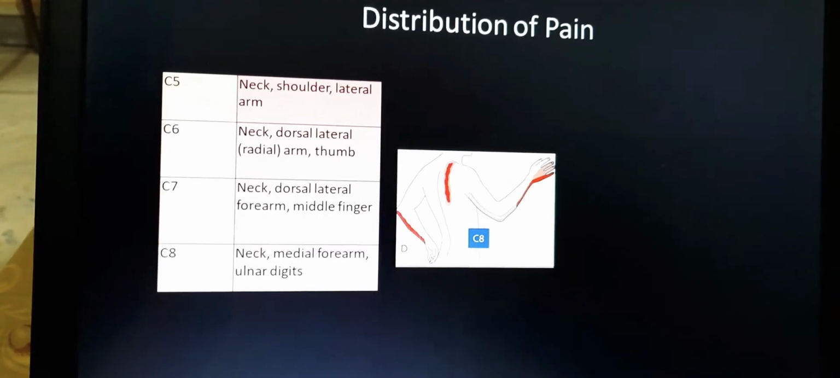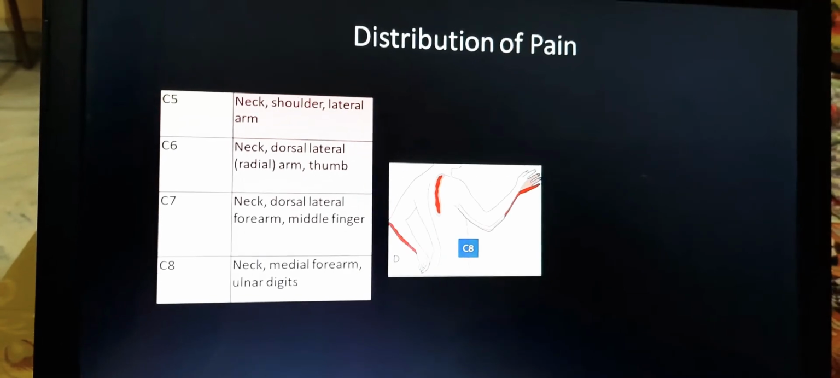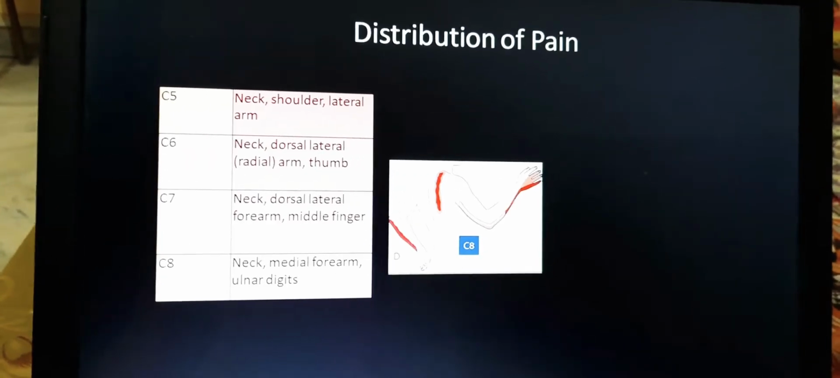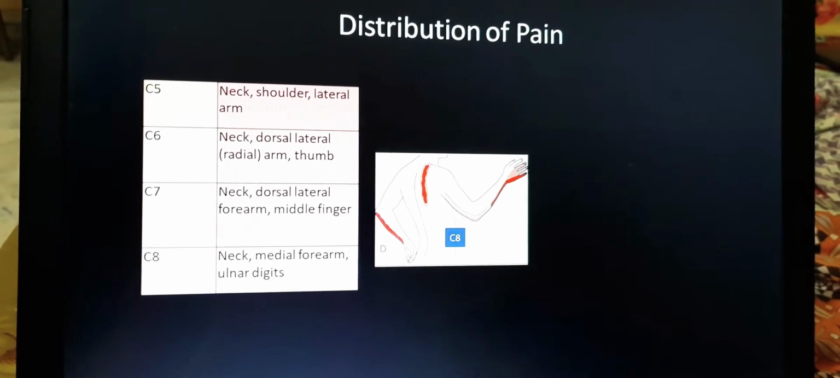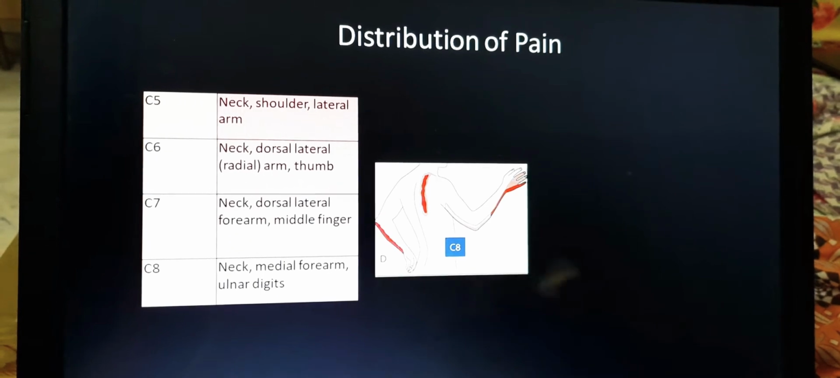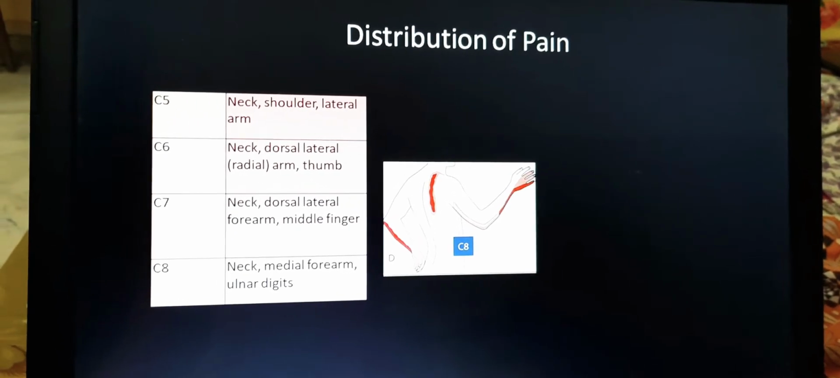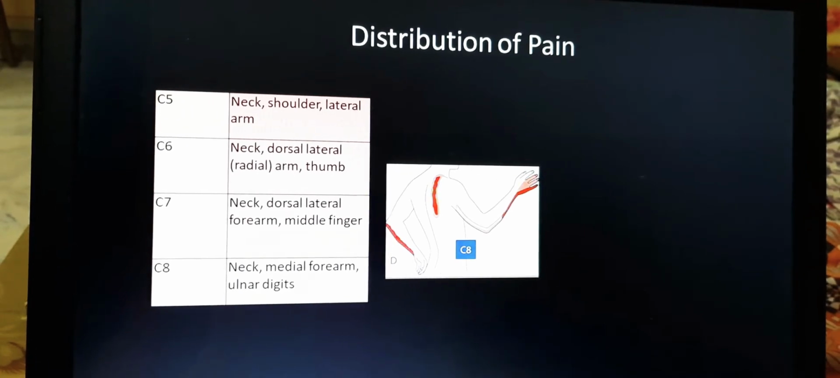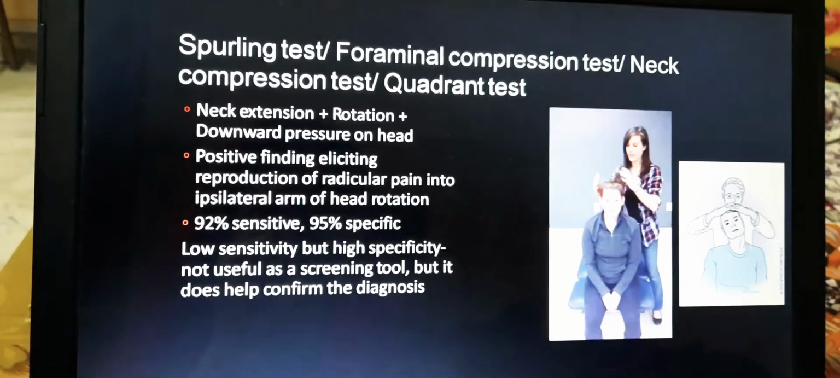And the pain distribution is like this: if there is involvement of C5, the pain will be in the neck, shoulder, lateral arm. If there is involvement of C6, the pain will be in the neck, dorsal lateral arm, thumb. If there is involvement of C7, there is pain in the neck, dorsal lateral forearm, and middle finger. If there is involvement of C8, there is pain in the neck, medial forearm, ulnar digits.